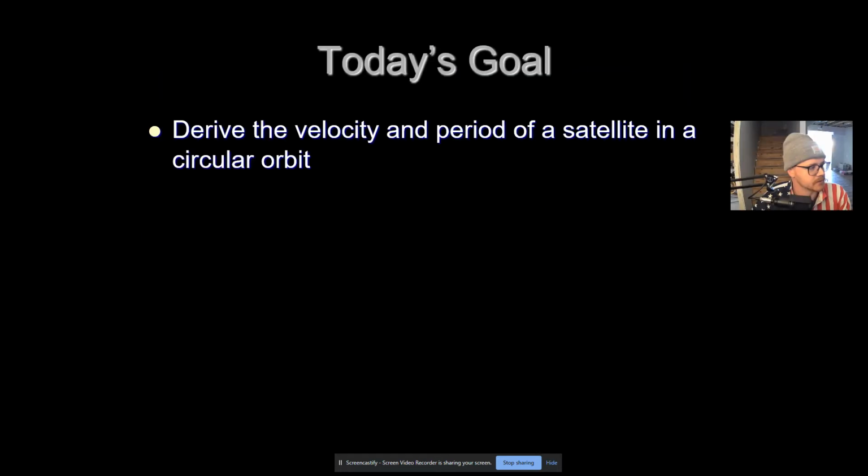So this is what it is. We're going to try to derive the velocity and period of a satellite in circular orbit. Now we're going to work on a very specific worksheet in class so we can get an idea of what we're doing. But this video pretty much just covers how we derive the two equations we'll need, specifically the orbiting velocity equation and then the orbiting period equation.